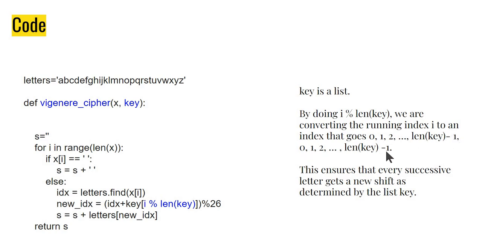1, 2, length of key minus 1, which is the same as saying that I'm going to shift, let's say, the first letter by 1, the second letter by 2, the third letter by 3, by 4, depending on what's in the key. Once I do this, I ensure that every successive letter gets a new shift as determined by the list key. And this is all I need.